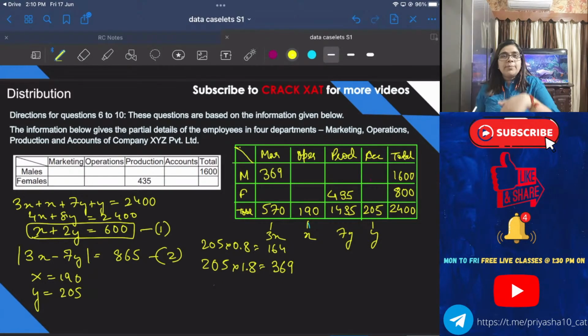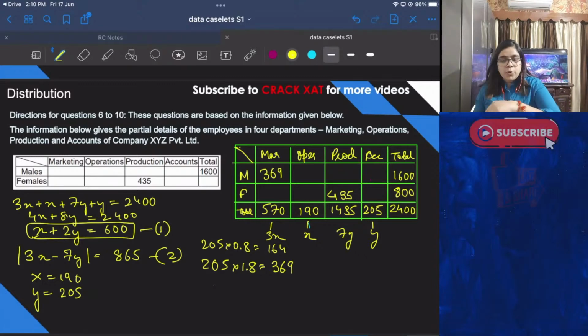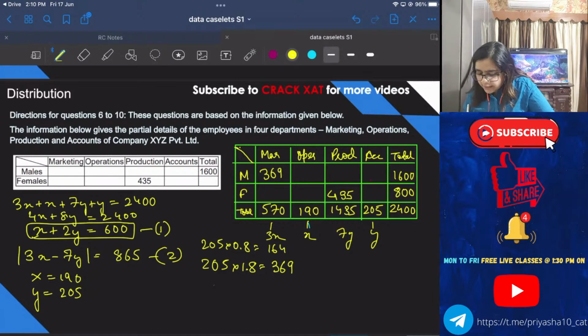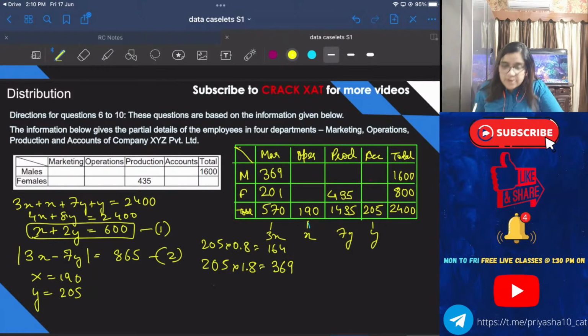Now when you know the number of males, you know the number of total. So can you find out the females? Subtract it. 570 minus 369 is 201. Number of females is 201. Are you getting that right with me? Number of females in marketing, 201. Yes or no?